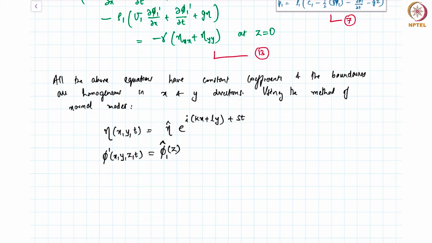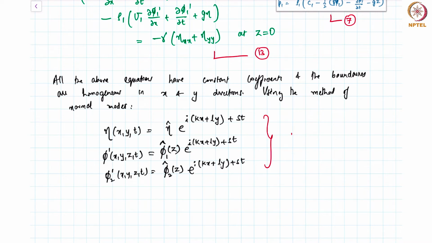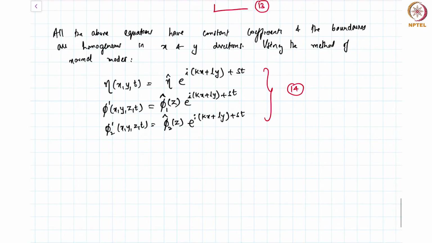This is a function of z alone, and in the homogeneous directions I have e power i(kx plus ly), and the time dependence is assumed to be exponentially varying. And similarly, for the last quantity, it will simply be phi 2 hat of z, e power i(kx plus ly) plus st. We'll label this as equation number 14.